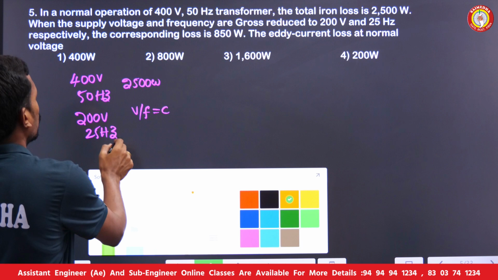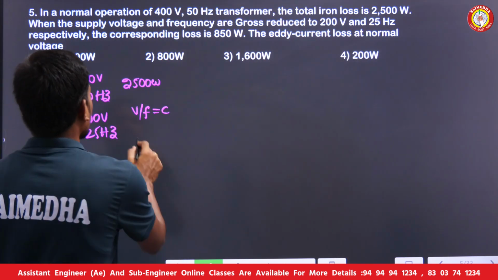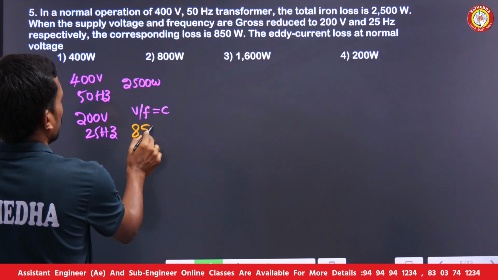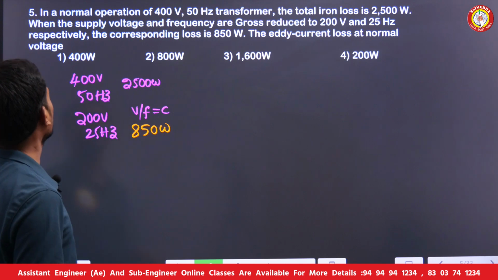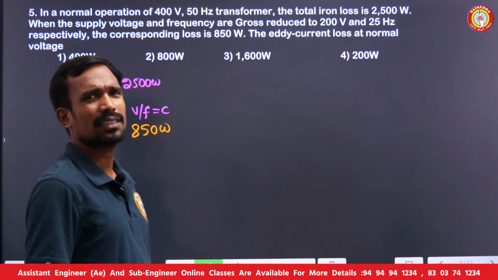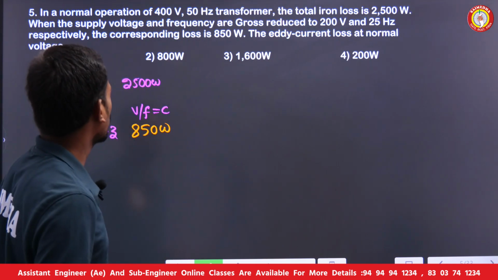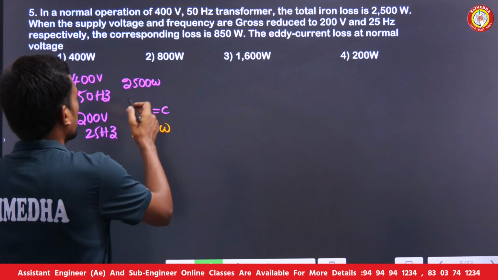Okay. So what happens, sir? Respectively, the corresponding loss is 850 watts. Here also they have given losses 850 watts. The eddy current loss at normal voltage, at 400 volts, they are asking. So here we need to calculate B. Just B is enough. No need to calculate A. So what is the first answer?